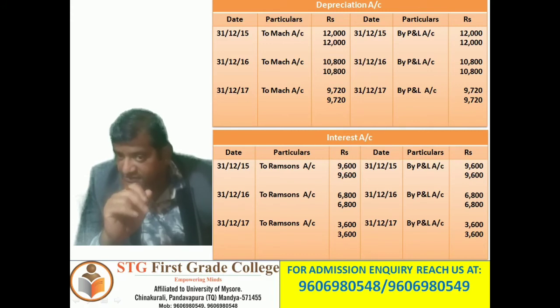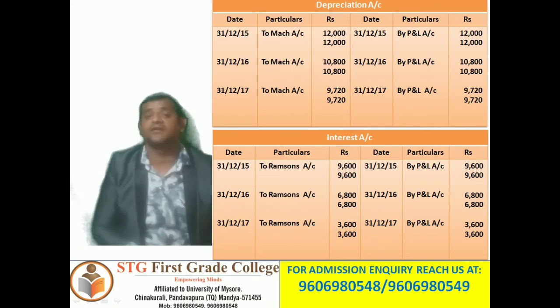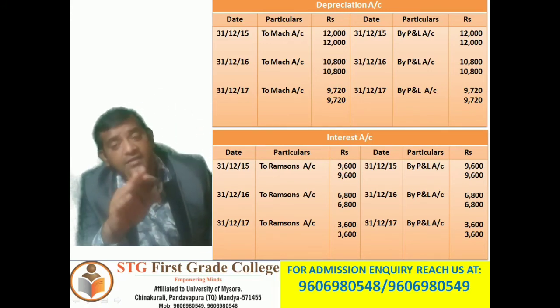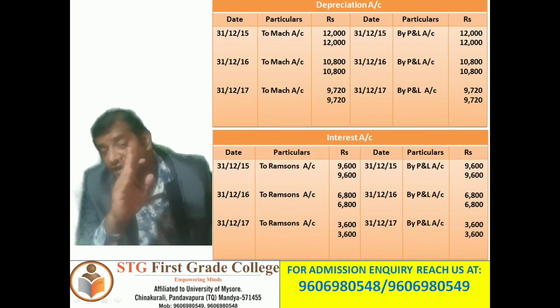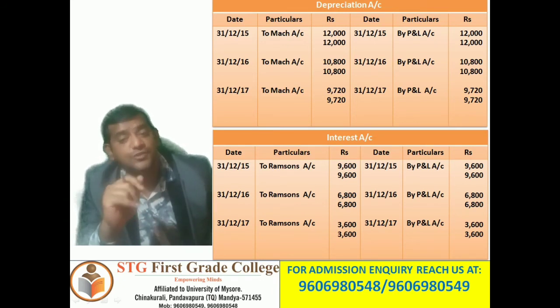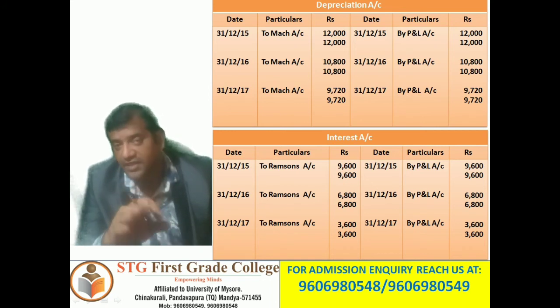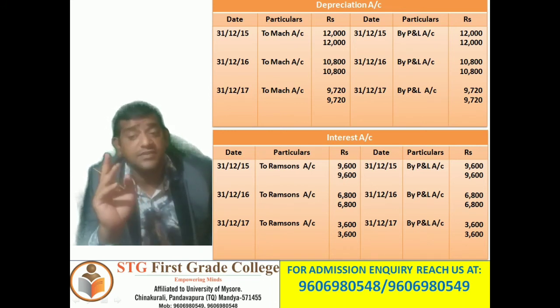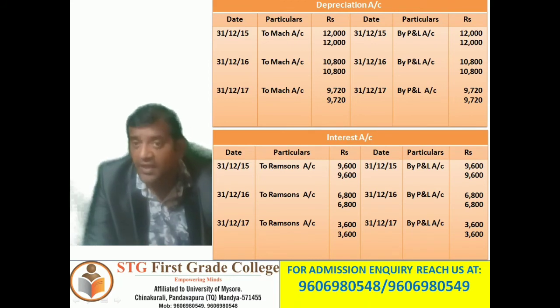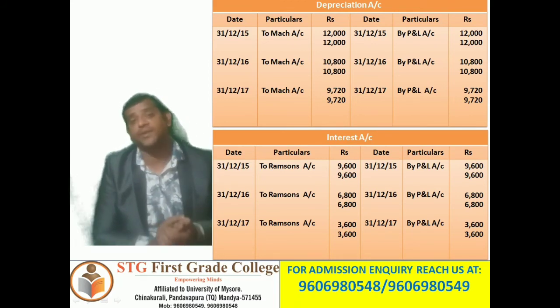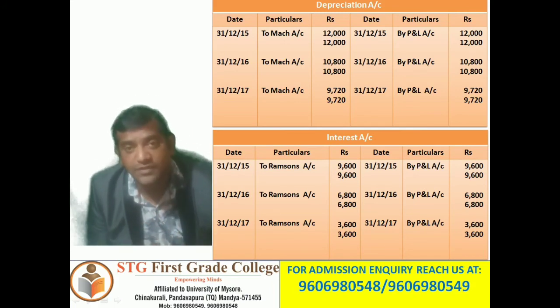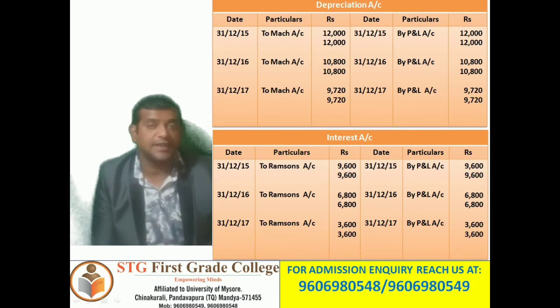31st 12 2016, to Ramson's account, second year interest, 6,800. 31st 12 2016, by P&L account, 6,800. 31st 12 2017, to Ramson's account, 3,600. 31st 12 2017, by P&L account, 3,600. So with this two account, we are done with this problem. So we are done with the 9 illustration under hire purchase system.